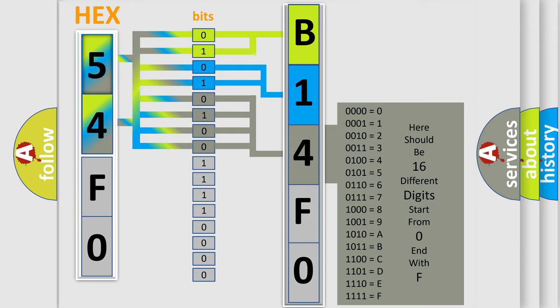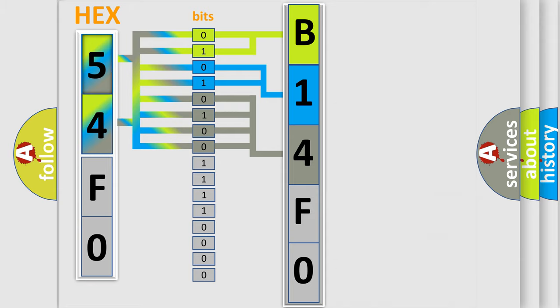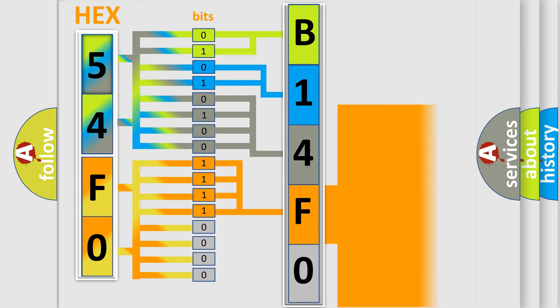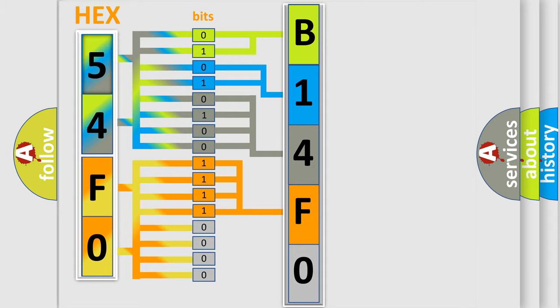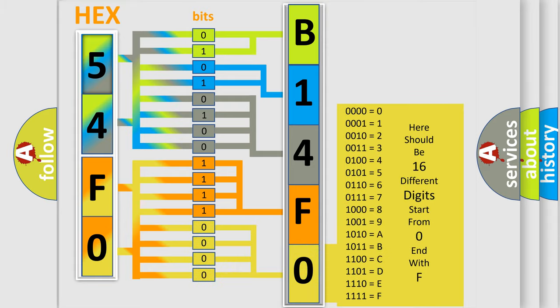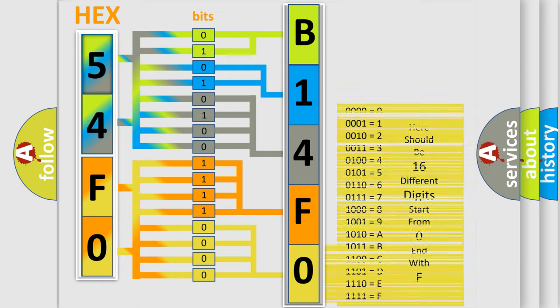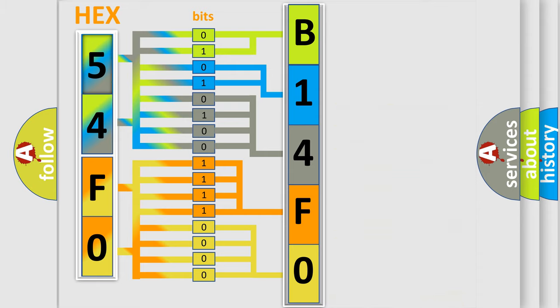The second byte is composed of a combination of 8 bits. The first 4 bits determine the fourth character of the code, and the combination of the last 4 bits defines the fifth character. A single byte conceals 256 possible combinations. We now know in what way the diagnostic tool translates the received information into a more comprehensible format.